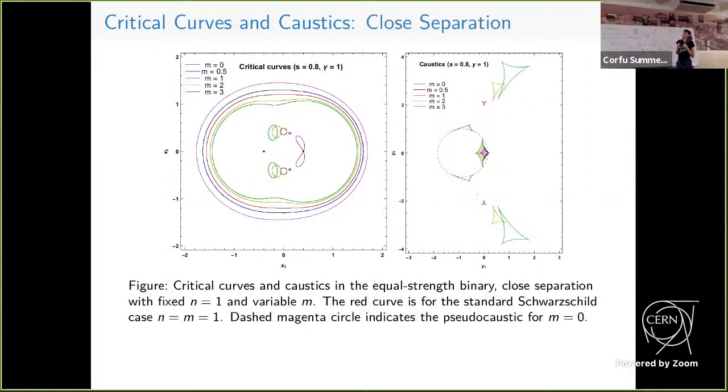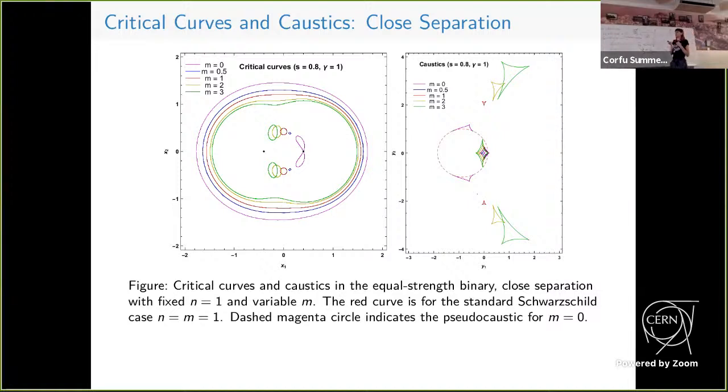Then we put these two lenses closer, in the close separation. We see, for the critical curves on the left panel, the appearance of primary critical curves. They are the smaller curves inside the bigger curves. So there is also this kind of behavior: we have this primary critical curve that moves toward the first lens with increasing M.